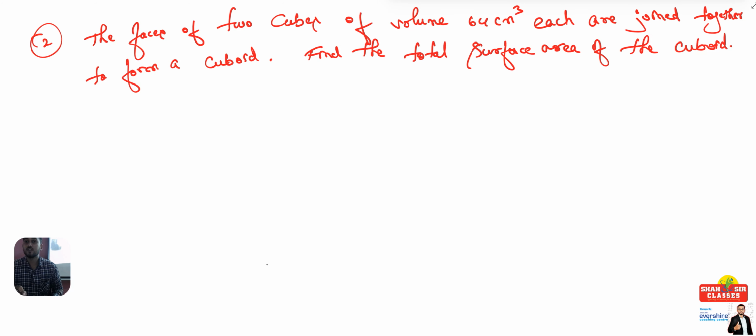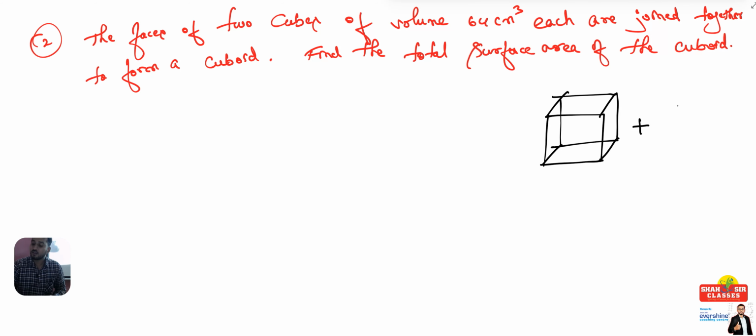Done. Yes, look, what is the question? The faces of two cubes are joined together to form a cuboid. Now understand, we have a surface. Can you see, children? This is one cube, plus this is my one more cube. These are the two cubes.